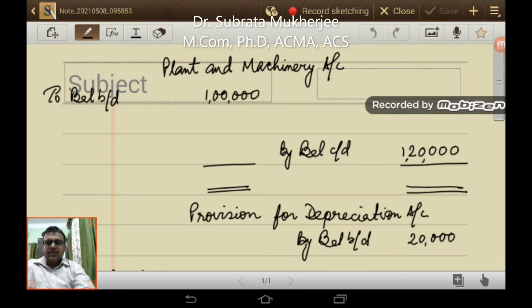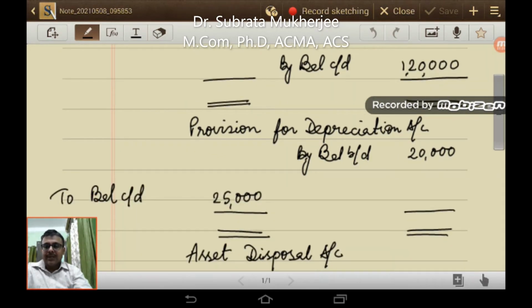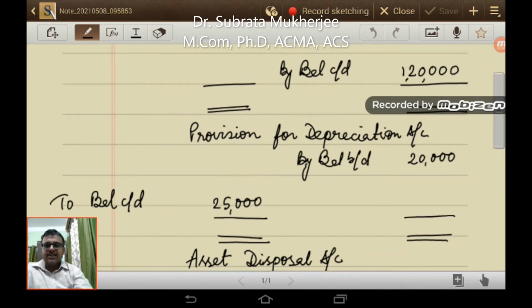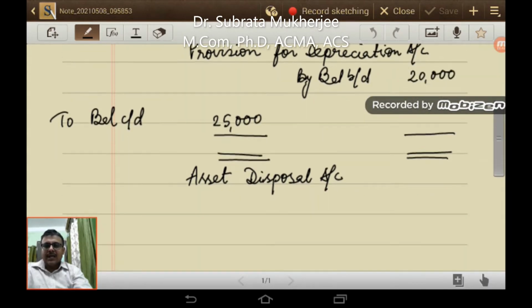Moving forward to open the other ledgers of the balance sheet, that is on the asset side, the first item being plant and machinery account. Here the balance of plant and machinery account is given at cost. The opening balance being 1 lakh and the closing balance is 1,20,000. There is a provision for depreciation against the opening and the closing balance of plant and machinery account. The opening balance of provision for depreciation is 20,000 and the closing is 25,000. There is an adjustment entry regarding the plant and machinery, and there is a disposal of asset. So in the working I have opened this asset disposal account.